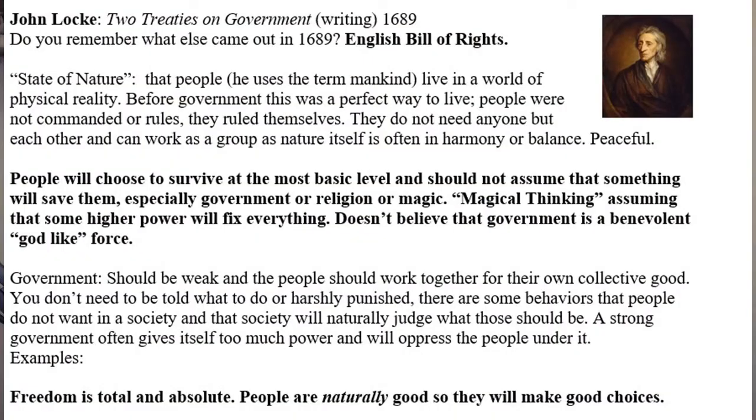According to John Locke, government ideally should be weak, and the people should work together for their own collective good. You don't need to be told what to do or harshly punished. There are some behaviors that people do not want in a society, and that society is going to decide what those behaviors are, and then judge those individuals that are violating that sort of social contract of how people have decided to live. A strong government often gives itself too much power and will oppress the people under it.